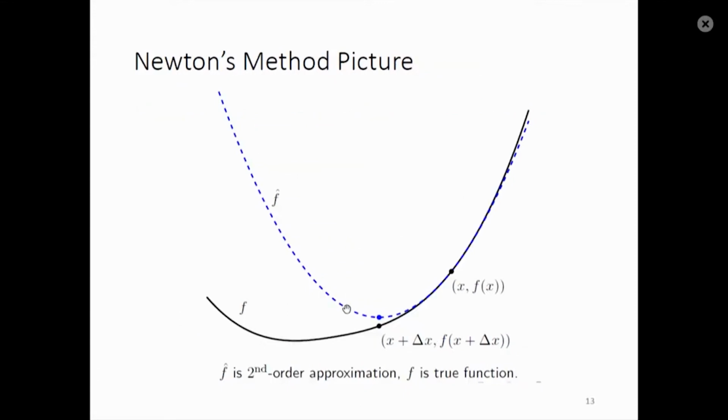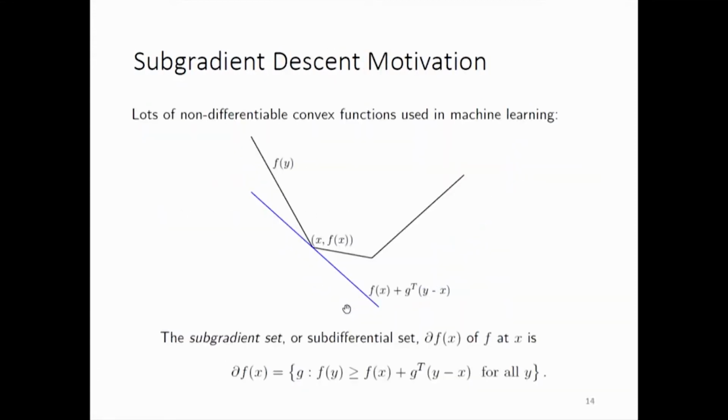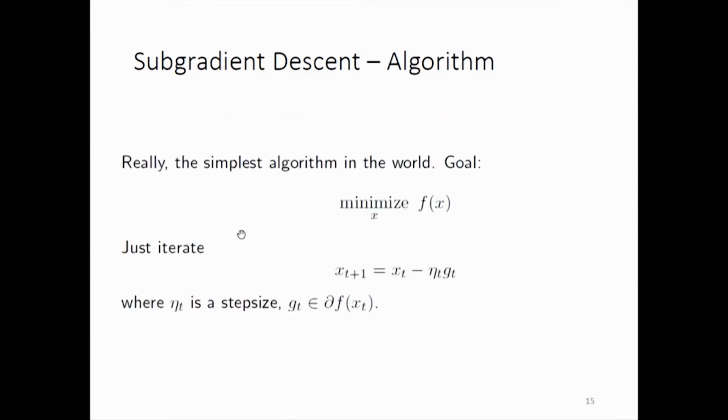Okay. So in this case, you can think like all this kind of lines, all the lines which sort of underestimate the function will be subgradients. Okay.